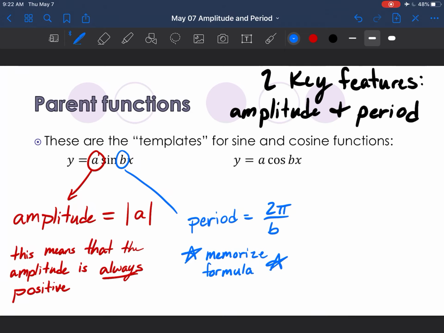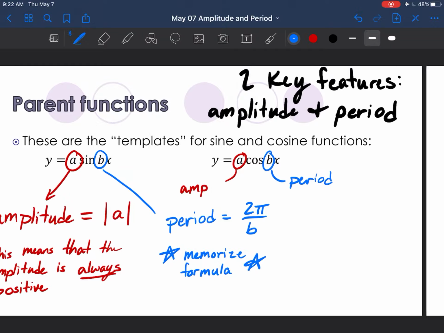So amplitude is positive: if the number in front of the sine or cosine is negative, change it to positive. Period is 2 pi divided by whatever number b is. That's for sine, and the same thing applies for cosine. So A is going to be your amplitude, which for now I'll just abbreviate to amp, and B is the number that you plug into the formula to find your period. All right, so we're just going to practice finding those two key features for a couple different problems.